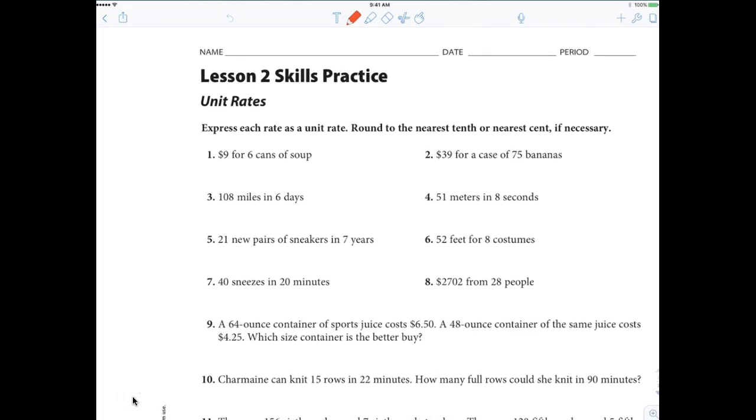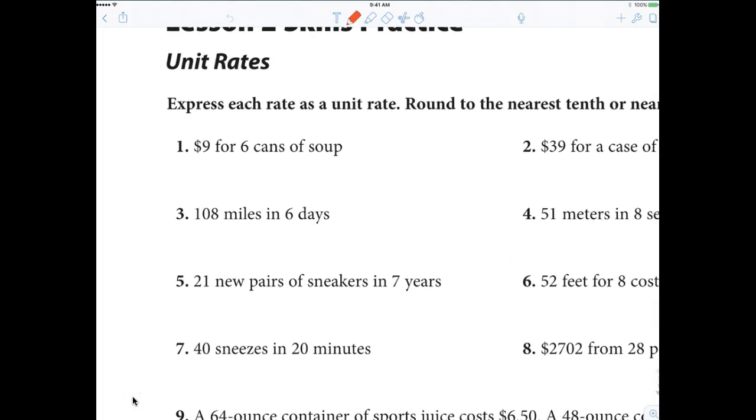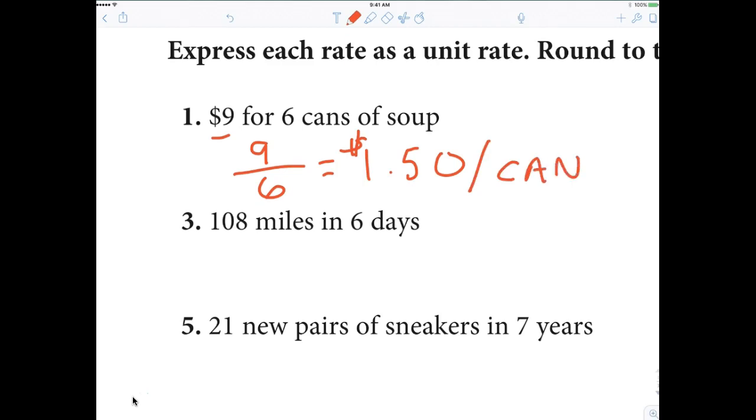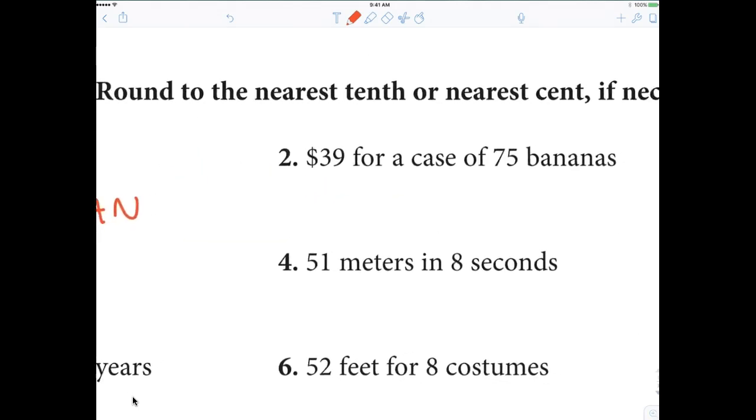All right. Let's look at number one. When I asked to write the unit rate, it calls for $9 for 6 cans of soup. So all we're doing is we're going to take 9 and divide it by 6. When you take 9 divided by 6, you see that reduces to 3/2. But since we're talking about dollars, we want it as $1.50 per can. So again, look how simple that was. You always take the first number, divide it by the second number, and that's going to give you the unit price. So let's go ahead and take a look at question number 2.